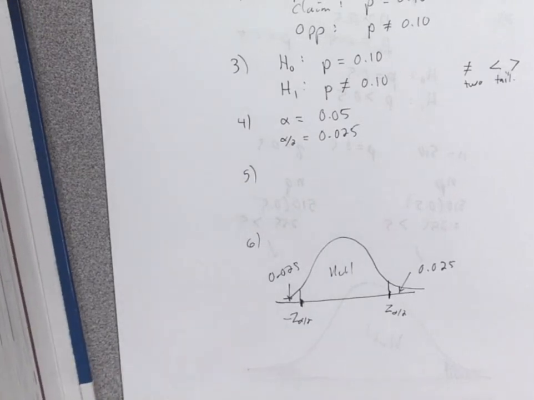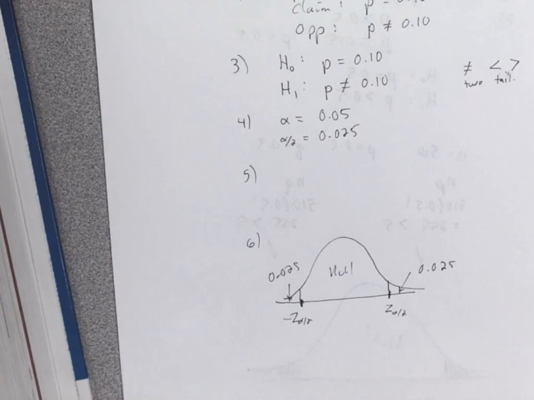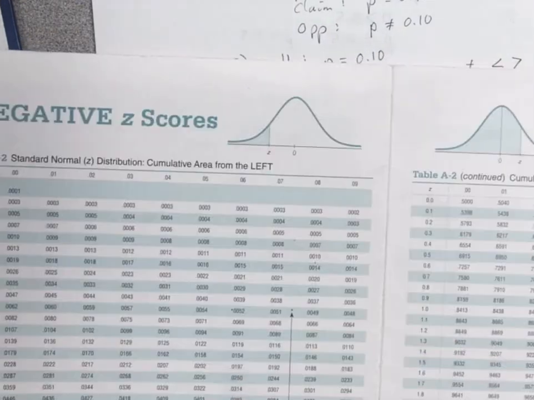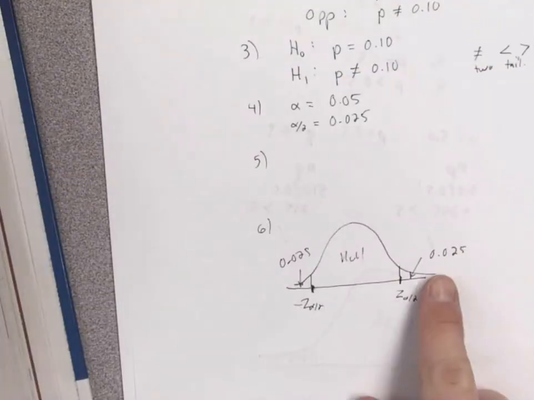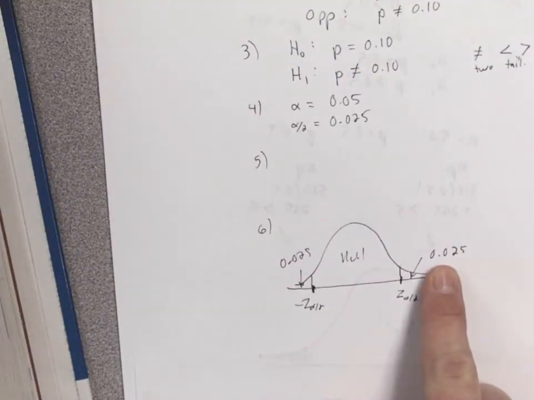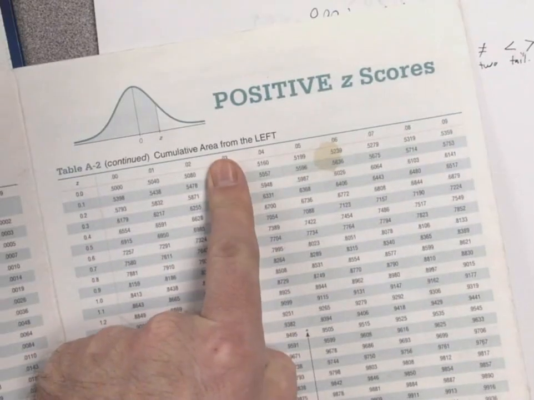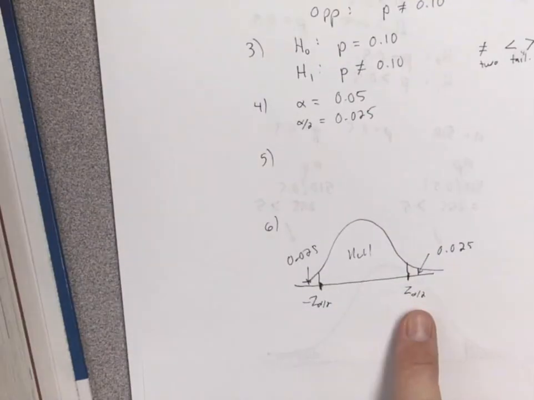So I have to go to a t-table. Sorry, z-table. Okay, so using a z-score, what I know is I need an area of a tail to be 0.025. So remember that z-tables are cumulative area to the left, right? So what's the area to the left of this number?